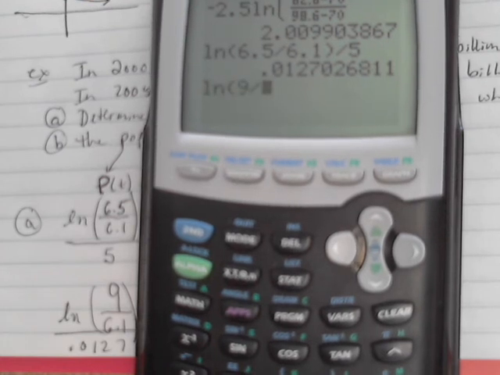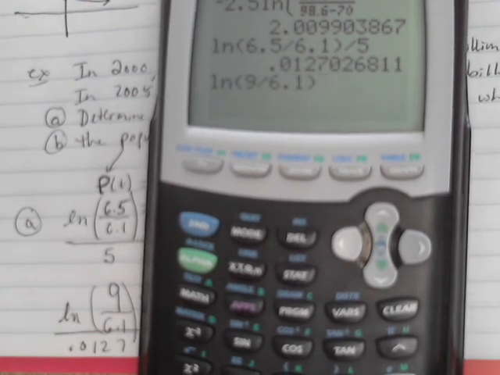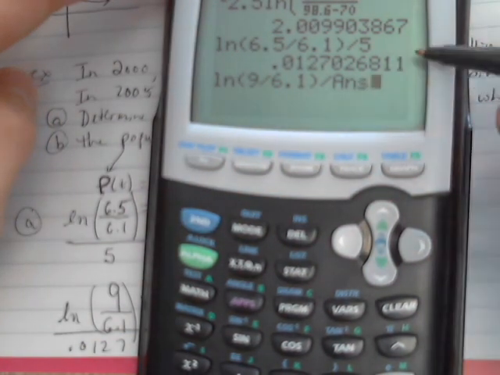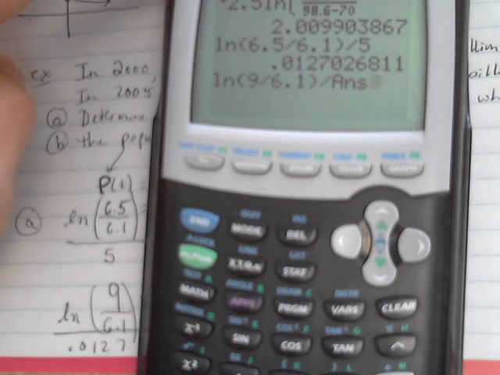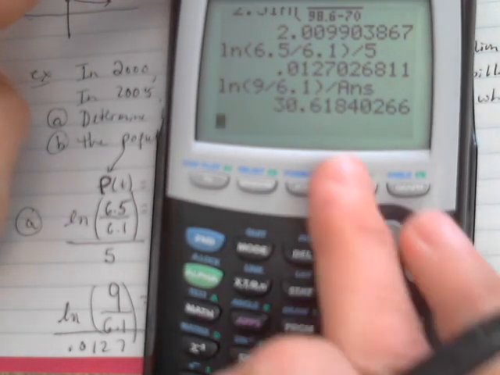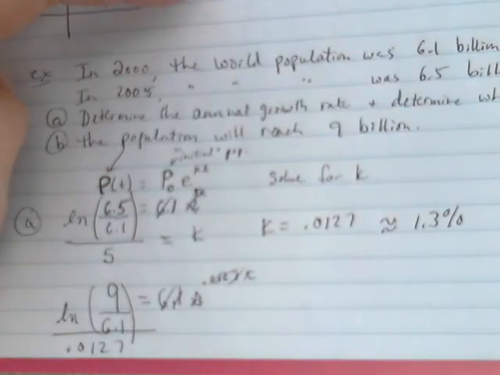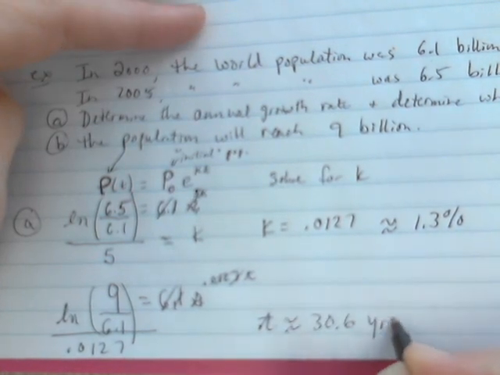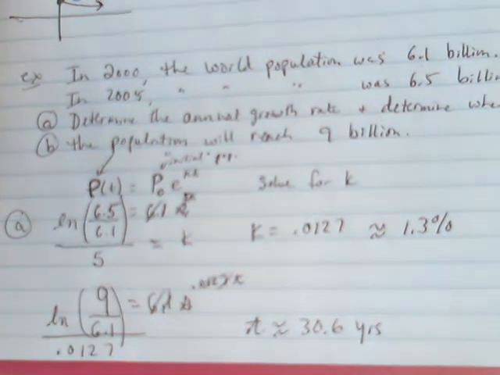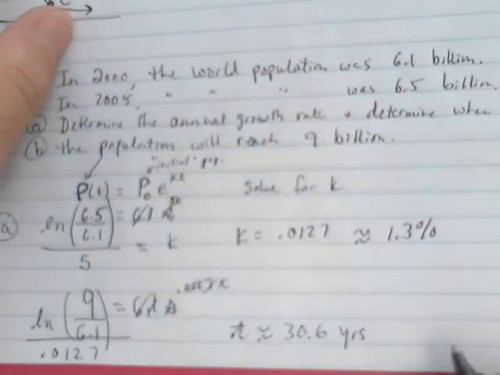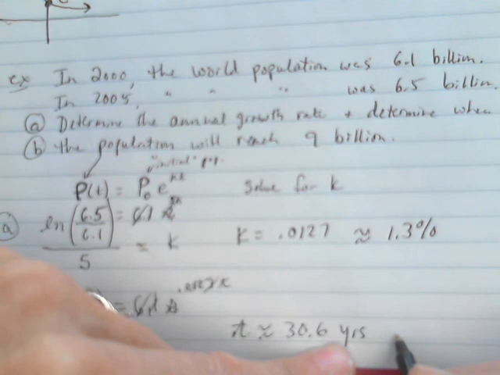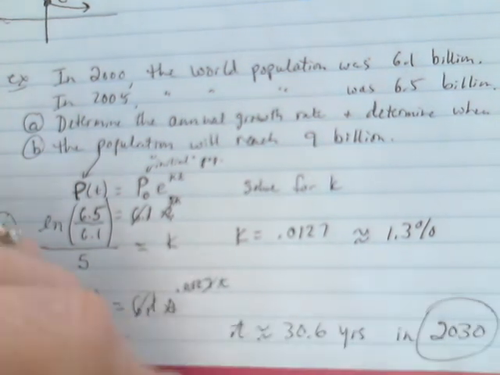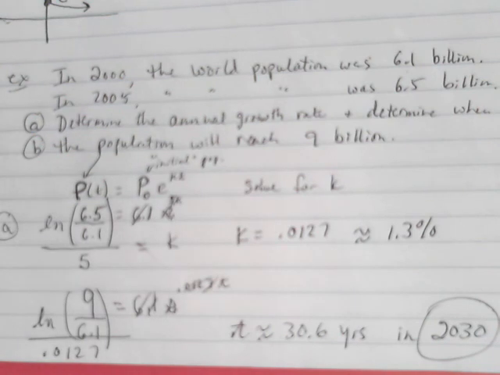Natural log of 9 over 6.1 divided by 0.0127, actually I could just hit second ANS, that'll give this value without rounding it. And so it looks like t is 30.6 years. And if our initial year was 2000, that means adding 2000 plus 30.6. So in the year 2030, the world population will reach 9 billion.